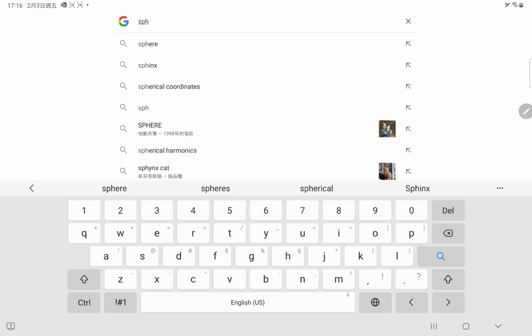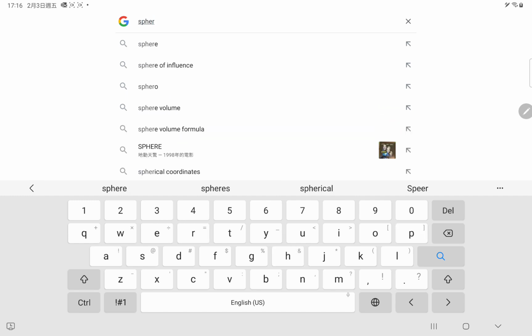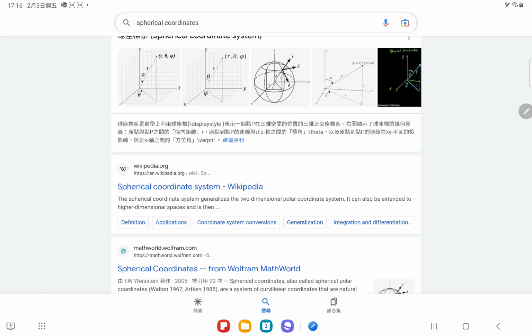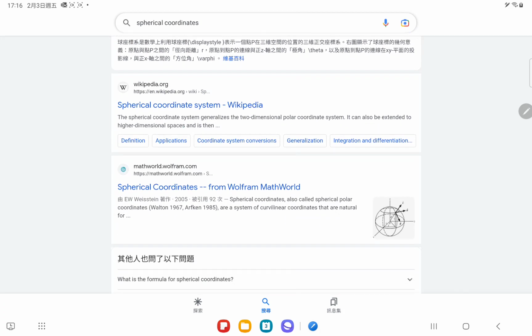spherical, S-P-H-E-R, spherical, okay, sphere of inference. Okay, actually I'm playing the aerodynamic games.